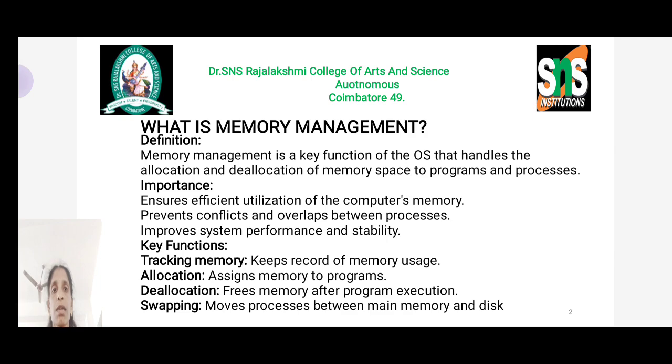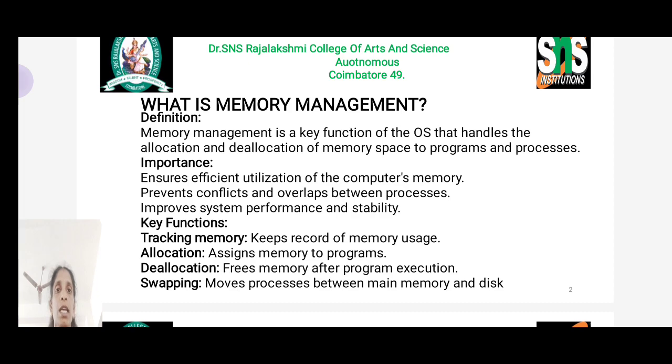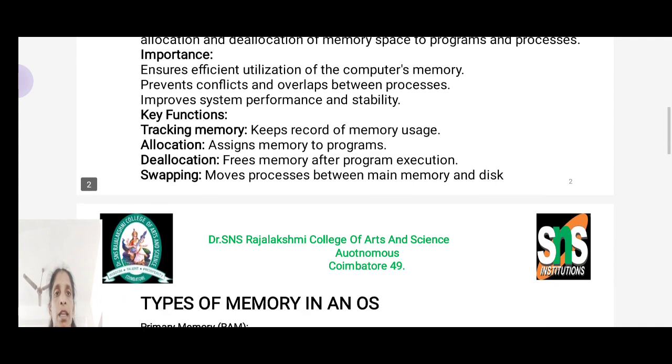Allocation assigns memory space to programs or processes in order to store and execute them. Deallocation: once the process has completed its task, the OS frees the memory after its execution for further usage. Swapping is another method that helps to move a process or program from the main memory to the secondary memory, or from the secondary memory to the main memory. This process we call swap in and swap out.